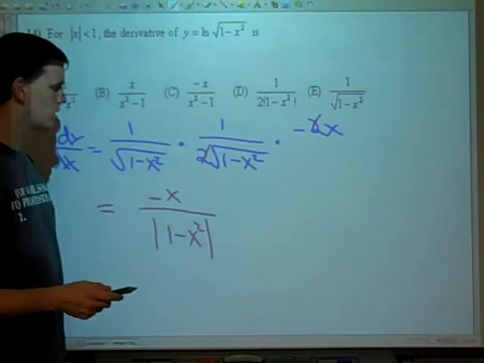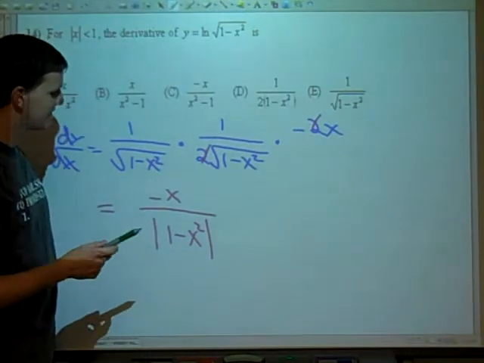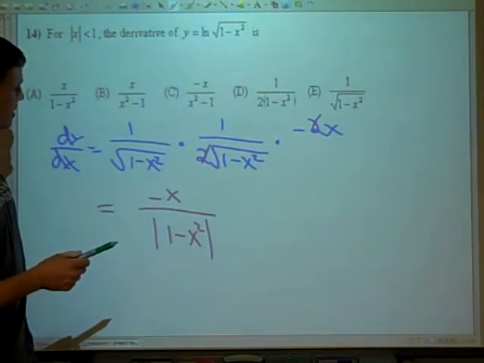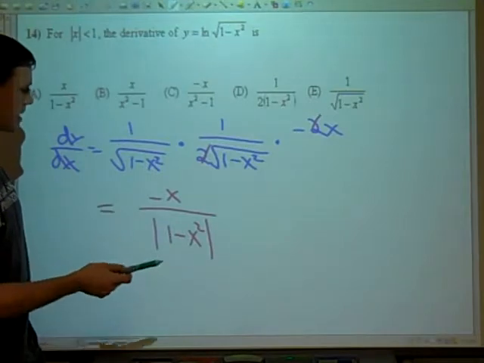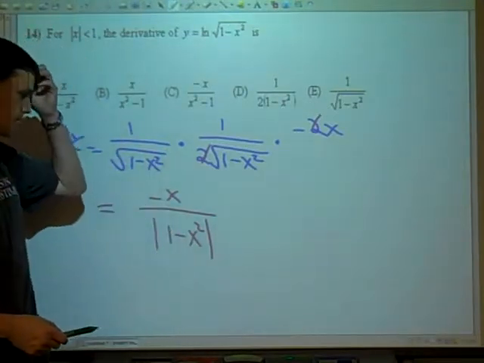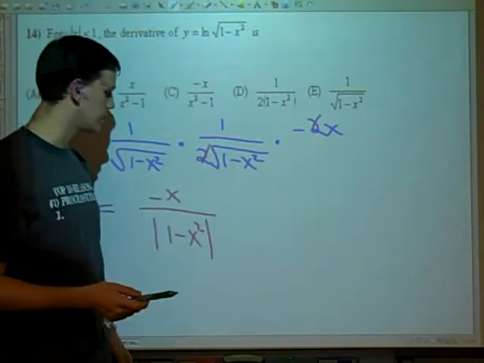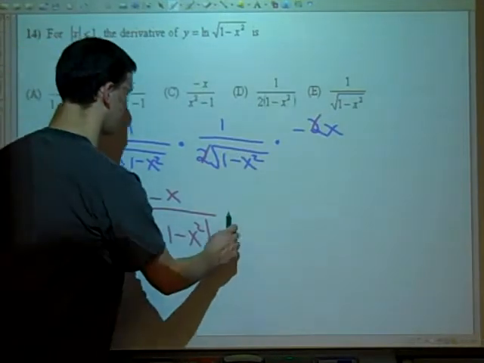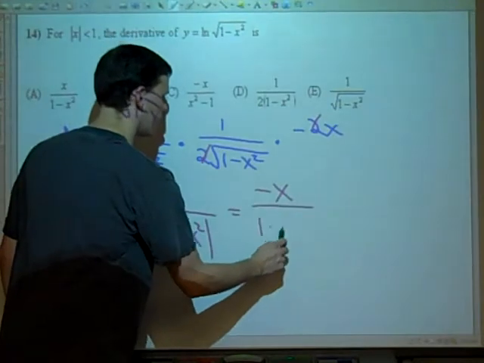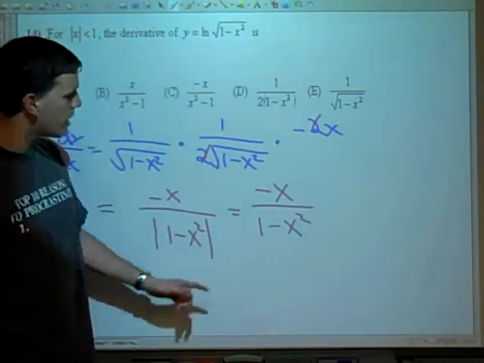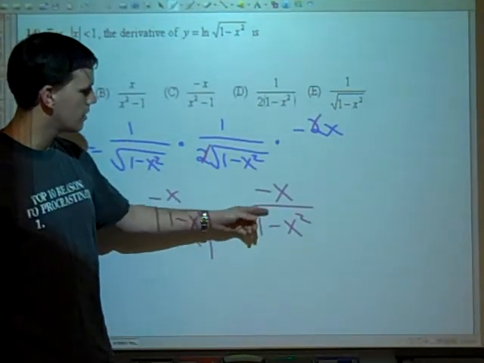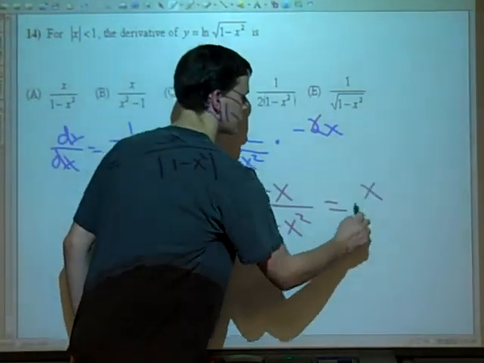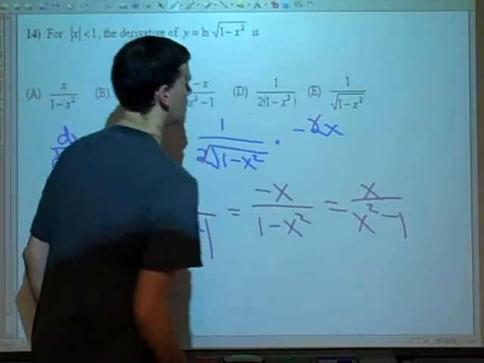Now that's weird, I know, but here's the thing. Actually, you know what, it doesn't matter. Because it's the absolute value, if you just write 1 minus x squared, you're fine. So negative x over 1 minus x squared. And then if you take this negative and distribute it down here, we get my answer choice. So that's x over x squared minus 1.